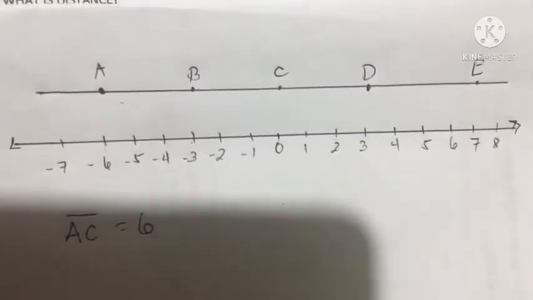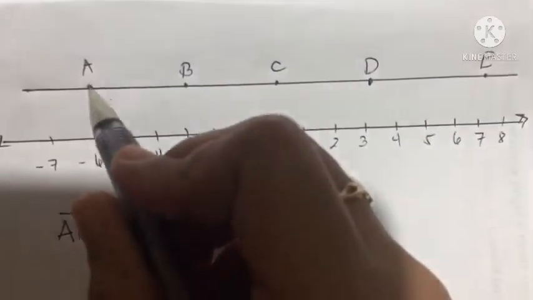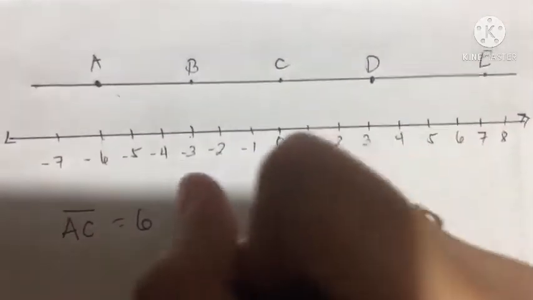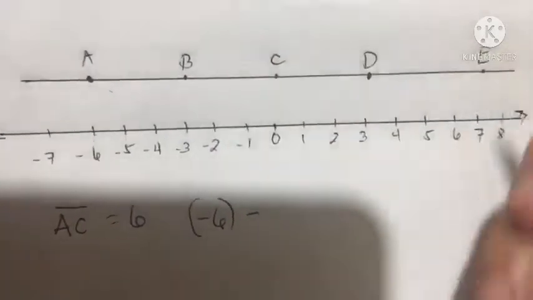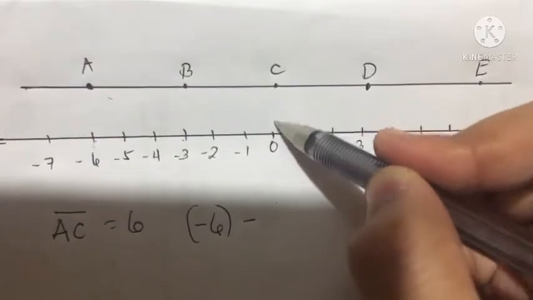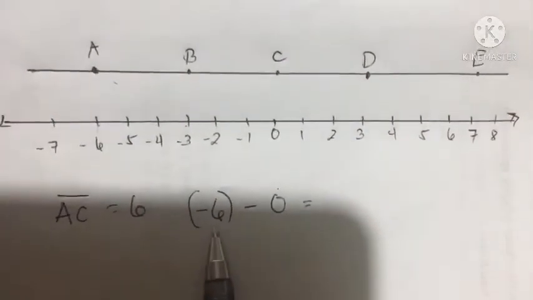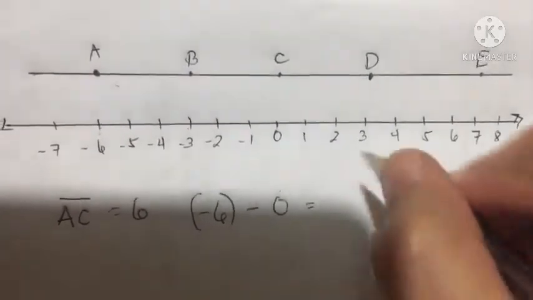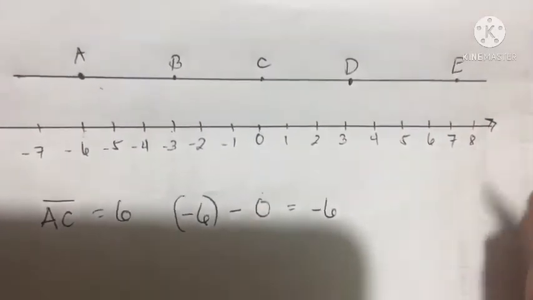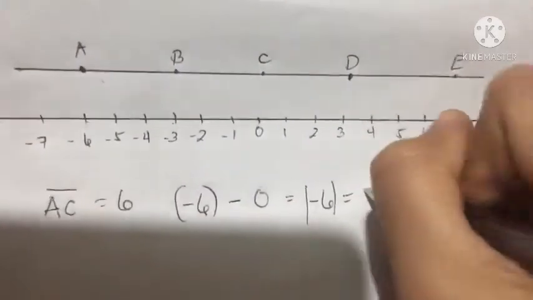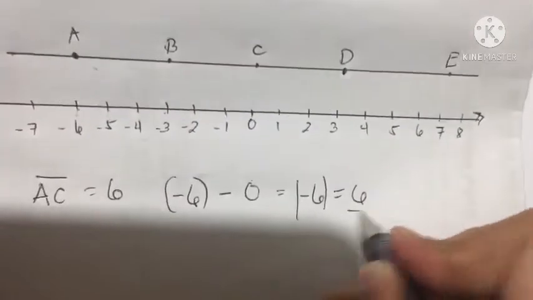Pero kung medyo mahaba yan, pwede natin siyang isolve. So, paano siya isosolve? Yung tapat ng A natin, that is negative 6. So, ganito siya. Negative 6 minus natin yung tapat ng letter C. Ano ba yung letter C natin? That is 0. So, magiging negative 6 minus 0. The answer is what? Negative 6. And remember, it's always absolute value. Naka-absolute value tayo. So, it's always positive. The distance is always positive. Ibig sabihin, our answer is 6.